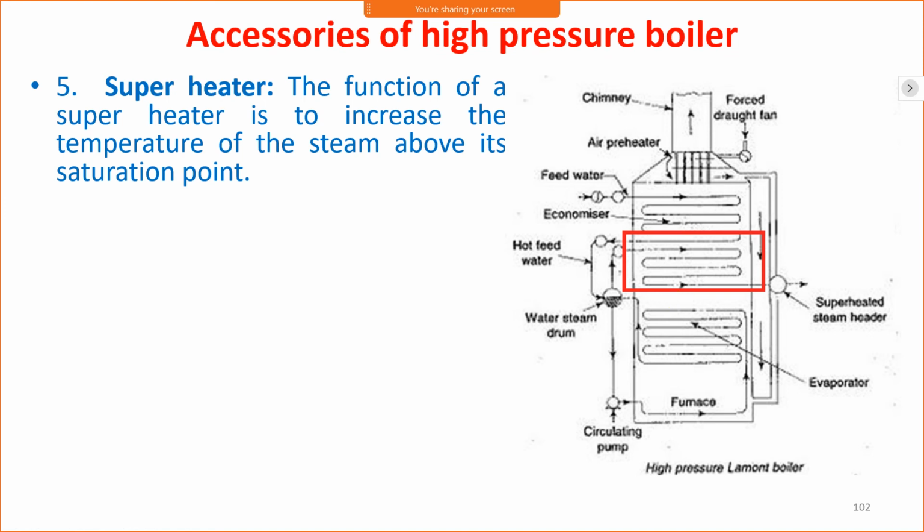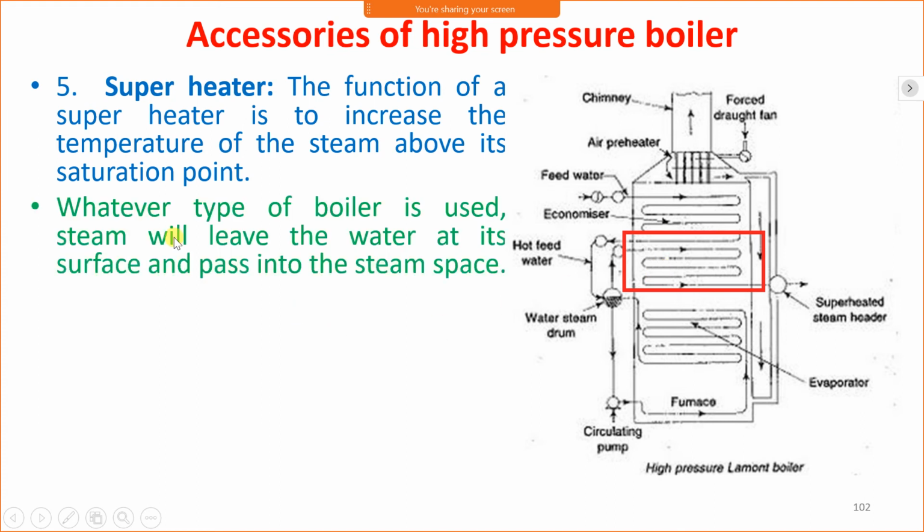Suppose at atmospheric pressure the saturation temperature is 100 degrees Celsius. It means the evaporator can produce steam at 100 degrees Celsius maximum at normal atmospheric pressure. But if you want steam at a higher temperature, then we need to supply the steam from the superheater, and the superheater increases the temperature above the saturation point.